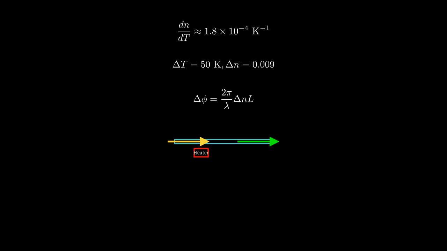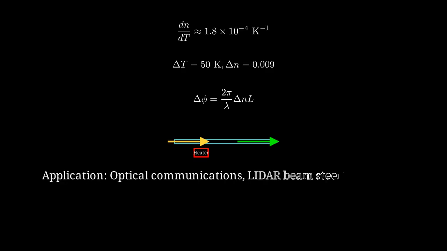A microheater changes the waveguide refractive index, switching light between output ports without mechanical motion. This enables high-speed optical switching in communications and solid-state LiDAR beam steering.